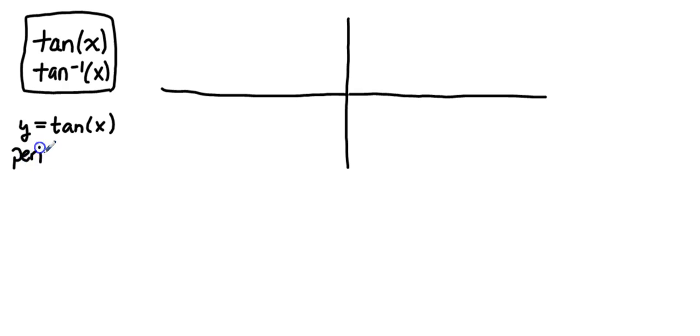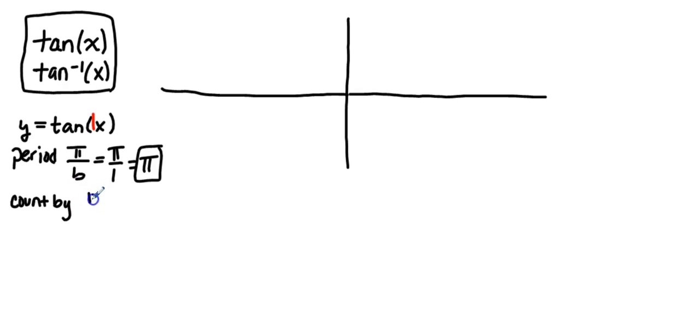We know that the period is pi over b. And here my coefficient of x is a 1x. So if I were to calculate the period, I would ask myself, pi divided by 1 is pi. So that's the distance it takes for the graph to repeat. And for a count by, there is one key point, so we need 2 total, which has us dividing by 2 or multiplying by a half. So let's see what that will look like when we graph.